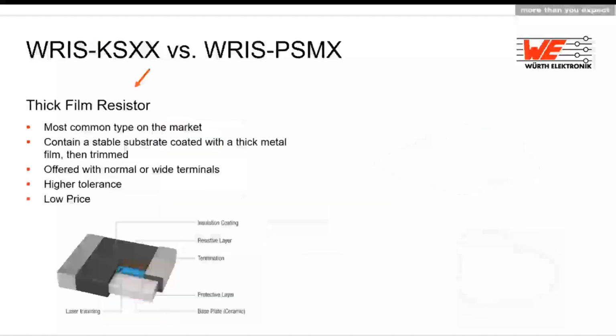Our thick film resistors are named WRIS-KS-XS. So XX stands for the different match code series we have. These resistors contain a stable substrate coated with a thick metal film. After the coating, it gets trimmed to the right values that we want to have. There are normal or wide terminals available, and compared to other technologies, they have higher tolerances, but are lower in price.